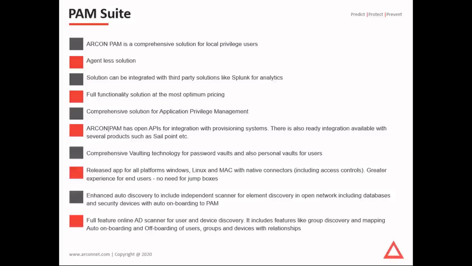Then we have the enhanced auto discovery model, which triggers the discovery on your devices, your databases, your Linux, your Windows devices to find out who are the active, dormant, or inactive users on your asset.